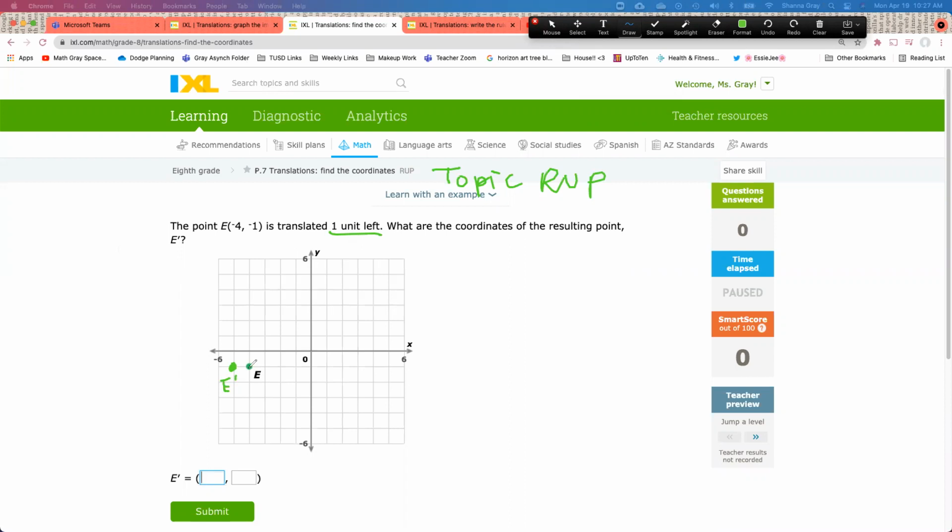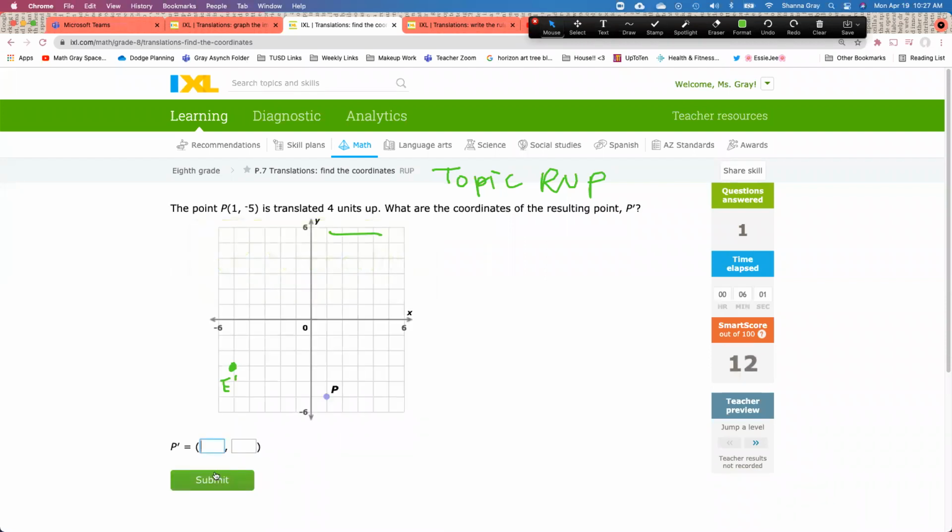So if that was -4, -1 to begin with, this is -5, -1, right? Put my cursor here. -5 and -1. So I just need to figure out where the new point ends up being. So I think that you probably are pretty okay with this topic overall. If I'm looking at this point P, 1, -5, then if I go up 4 units, 1, 2, 3, 4, I end up here, which is the point 1, -1.